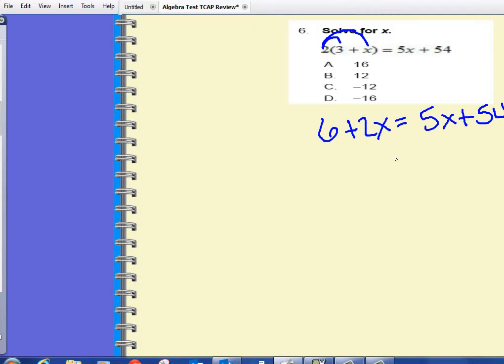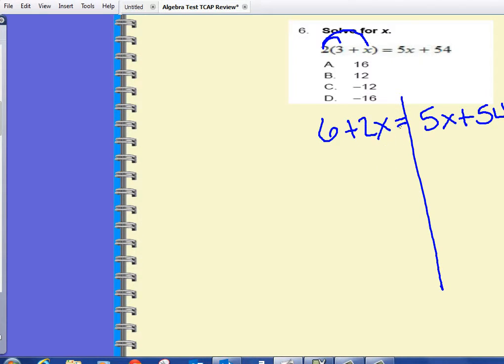Alright, as I look at this, now I draw my line of scrimmage, and that helps me separate to know if there's anything I can combine on each side. That's the first thing I'm going to look for. If there's anything I can combine on this side, and there's not. So I'm going to look, I need to get my variables together. And I have 5x on this side, and I have 2x on this side.